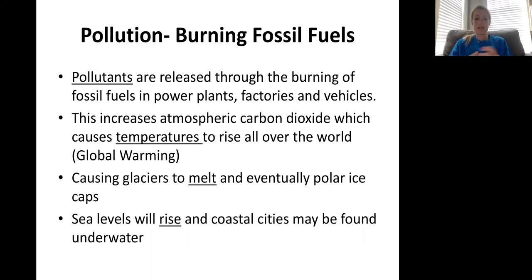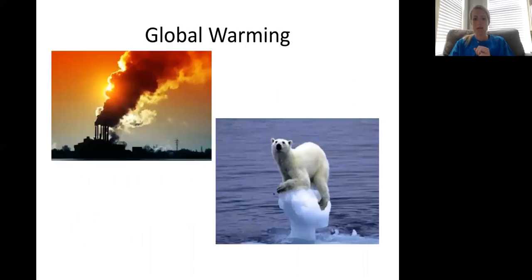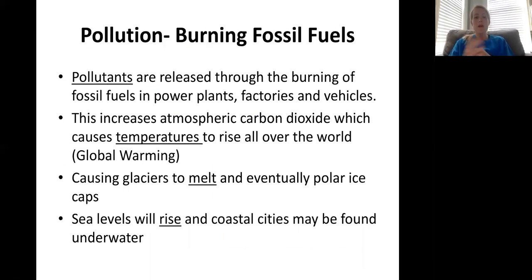So how does this affect us? Causing glaciers to melt and eventually polar ice caps. So I have this picture that I use. I think it might be on the next slide. Yep, I'll go back to it. But polar bears, you know, they live out on the polar ice caps. And when they start melting, they don't have a place to stay anymore.